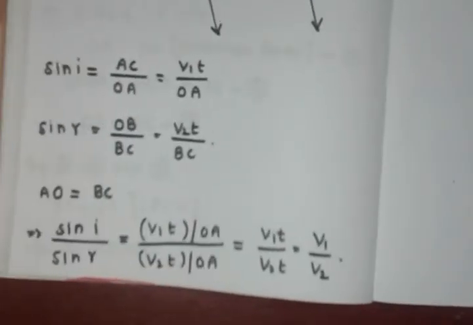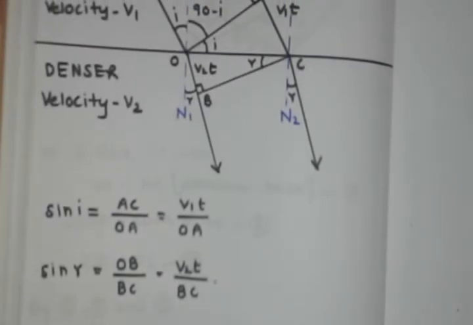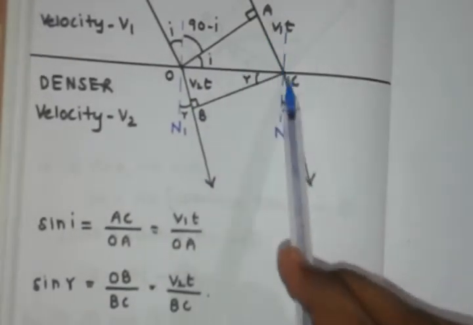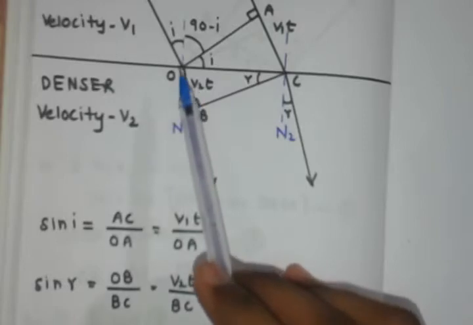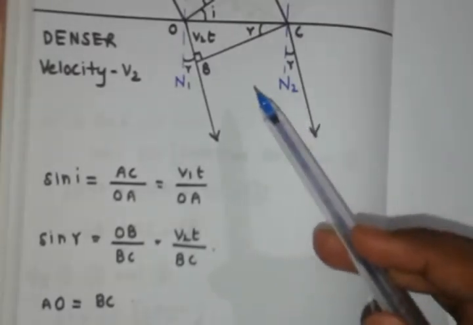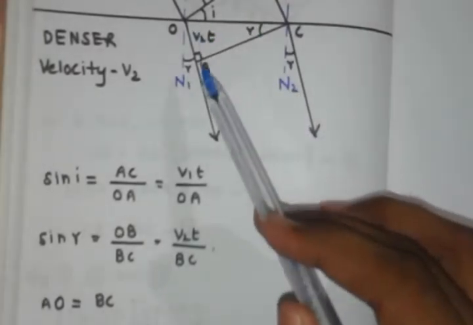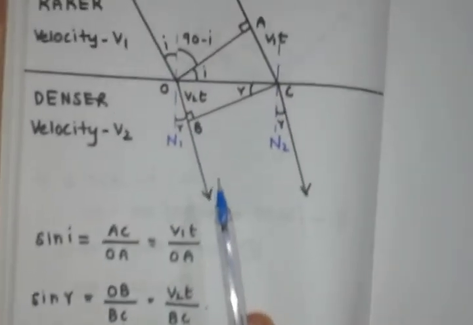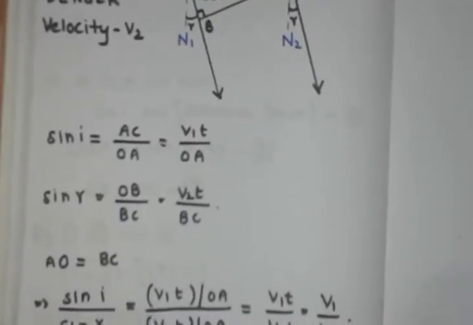Sine i, that is the sine of angle of incidence, is equal to what? We're considering angle of incidence to be here in this case, so sine of angle of incidence is obviously equal to AC, opposite by hypotenuse, which is OA. Also, sine of angle of refraction is equal to OB by BC, opposite by hypotenuse, right? We can obviously say that AC is equal to v1t, and just substituting that we get sin i is equal to v1t by OA, and sin r is equal to v2t by BC.